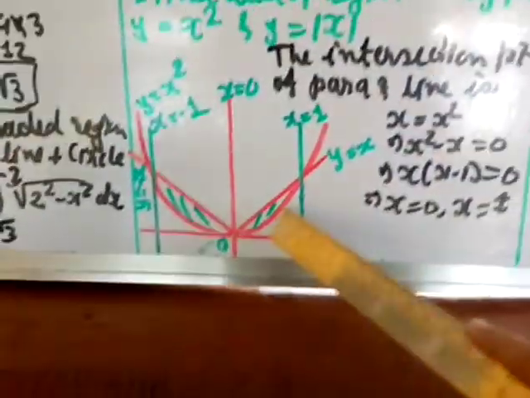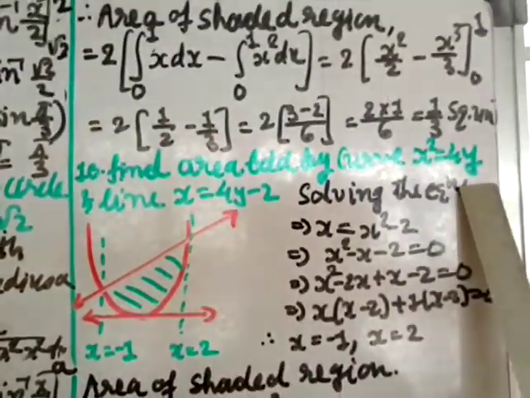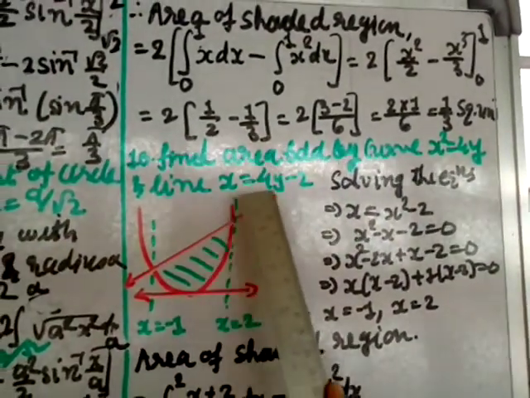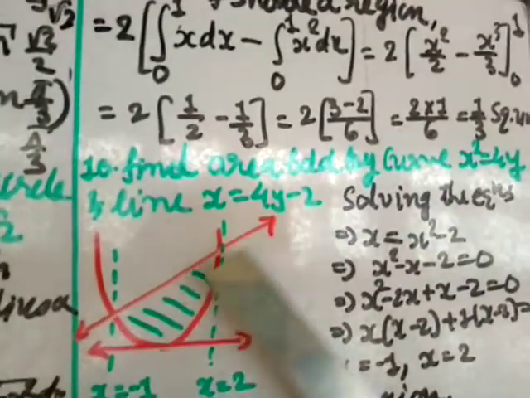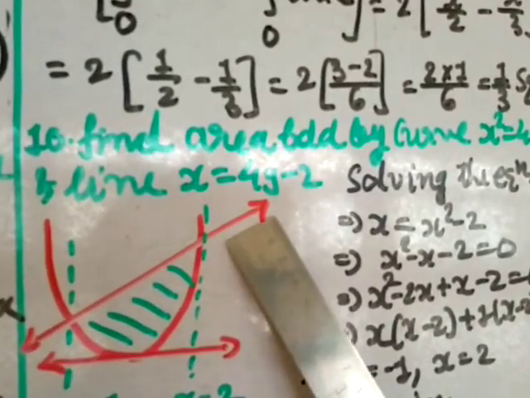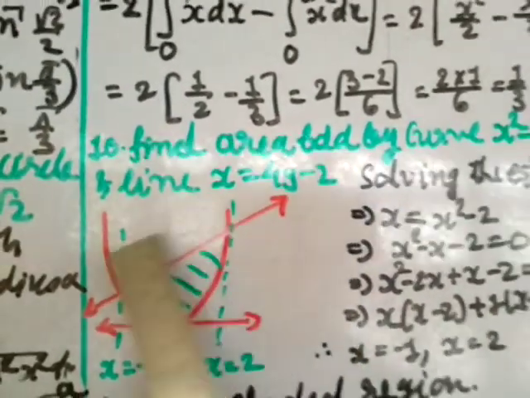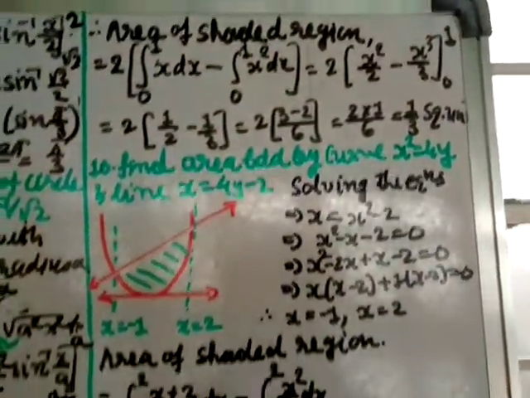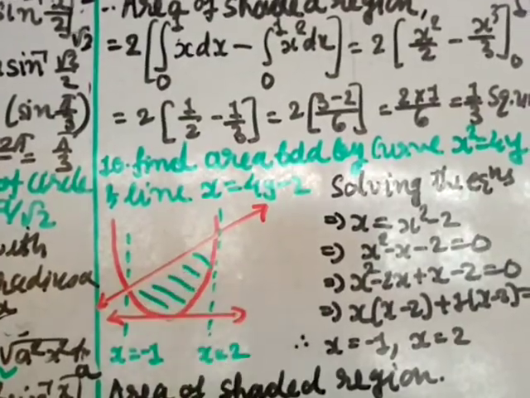Remember that from the above curve we are subtracting the below curve. Question number 10, find the area bounded by the curve x square is equal to 4y and the line x is equal to 4y minus 2. Here also, see, this is a line. This is a rough figure only. This is a line and this is the parabola. So the line is the upper curve minus the below curve, that is the parabola curve. That is what I have done here, and I am going to do the same thing: from the line curve I will subtract the parabola curve. So I get this region in between.